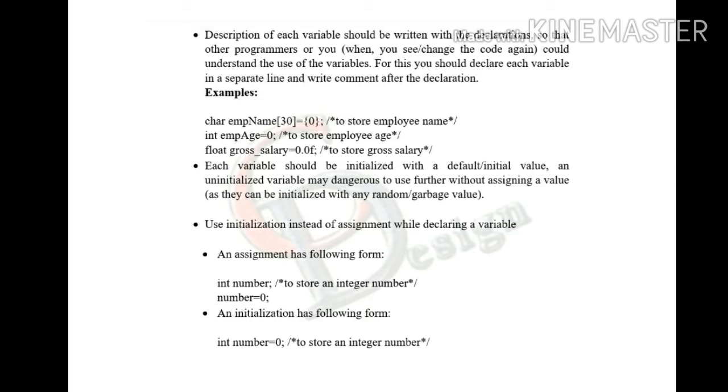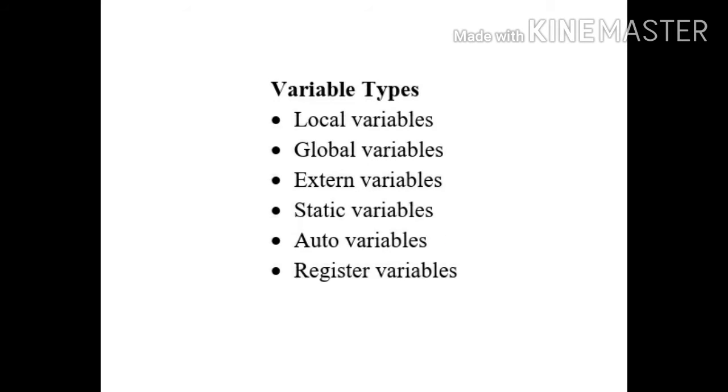Also, the other one says description of each variable should be written with declarations so that other programmers could understand the use of the variables. An example has been given as well. Use initialization instead of assignment while declaring a variable. In this case also examples have been given. So let's take a look at the variable types. We have the local variables, the global variables, the register variables, the extern variables, and the auto variables.